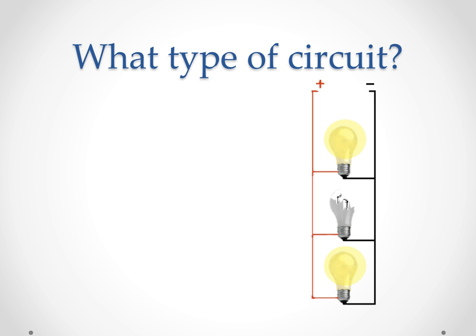What type of circuit? Series or parallel? This is a parallel circuit. Notice how one of the light bulbs is damaged, but the other two are still lit. That's because there is more than one way for electricity to get from one side of the power source to the other side of the power source to complete the circuit.